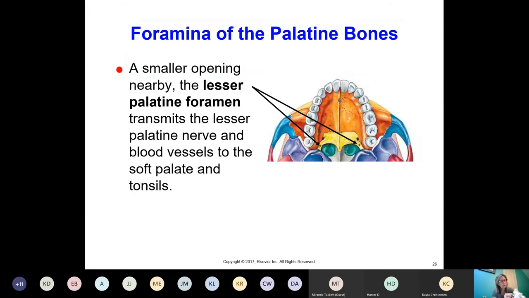You can see it on these. I don't know if you can see where my finger is pointing, but there's a little indentation there. The bigger hole is the greater. And then there's a little smaller hole right about just in front of where my nail is. And that's the lesser palatine foramen. That supplies the nerves and the blood vessels to the soft palate and the tonsils. We are usually not doing anything to a person's soft palate or tonsils, so we would never really be numbing that area.